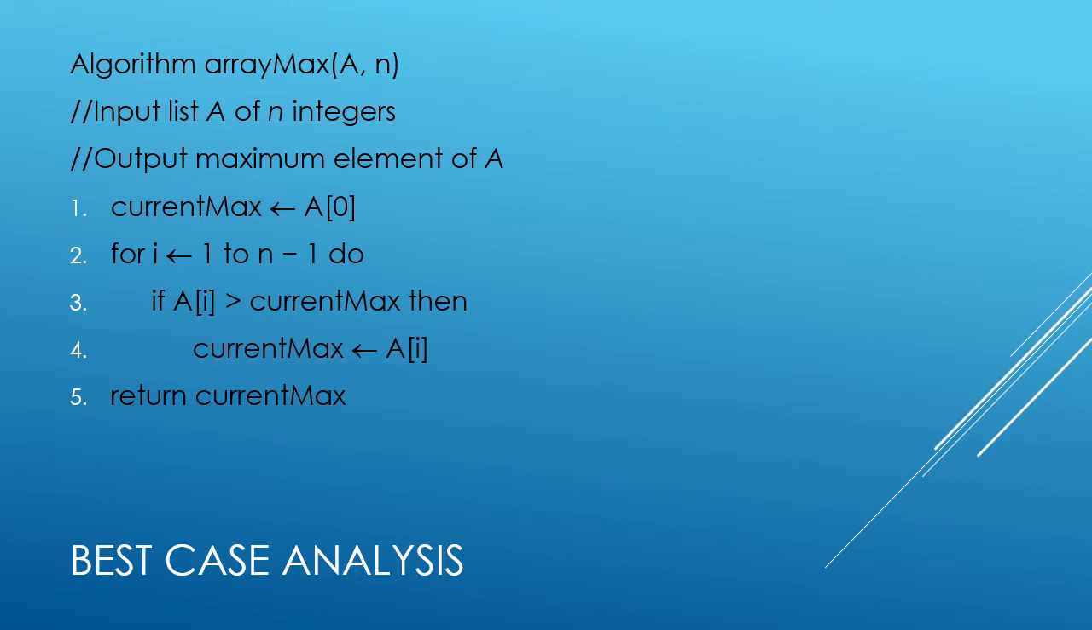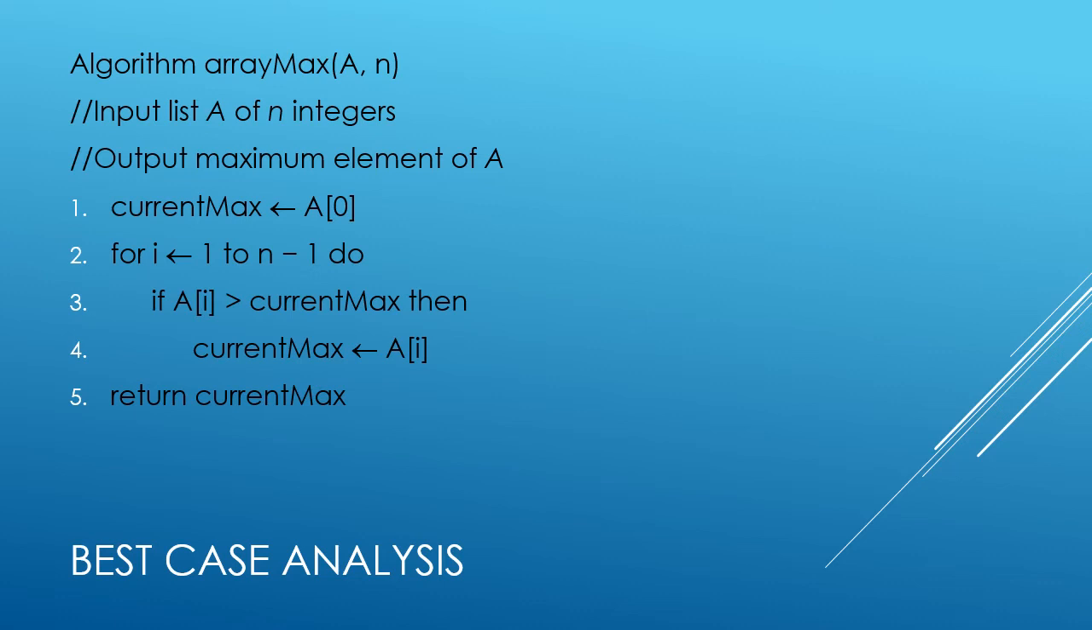I label each line with a number so that it is easy for me to talk about these lines. I am interested in the best case analysis. So the first question is, when does best case happen? Line number 1 executes every time. Line number 2 executes every time, and it executes for values of i from 1 to n minus 1. So it executes n minus 1 times. Line number 3 is part of the body of the for loop. So this also executes every time the for loop executes.